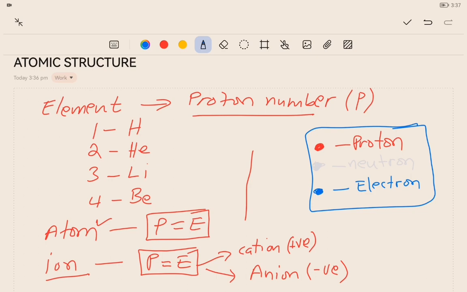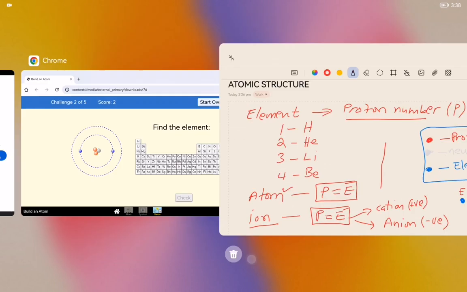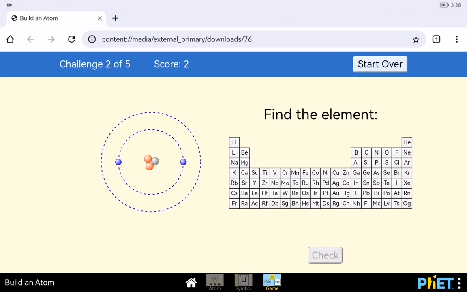Again, the same principle applies. If your blue is equal to the red, then you're dealing with an atom, because the electron number is equal to the proton number. But if those two are not equal, then you are dealing with an ion. Let's go back to the question. In this case, we have 2 red, which means 2 protons. Remember, the proton number tells you the element. So if we have 2, then this is helium.